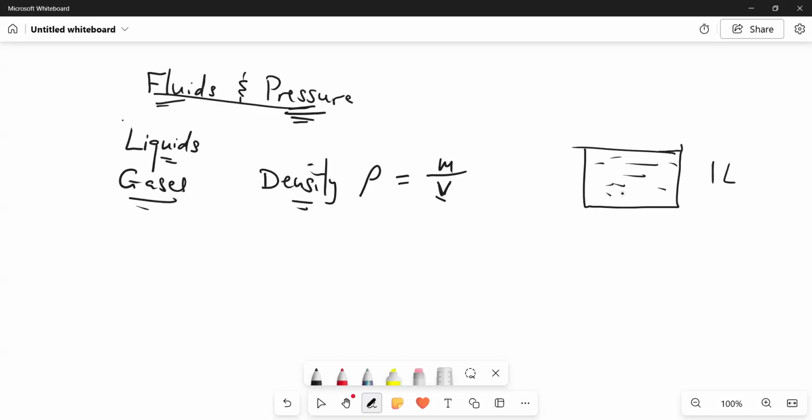If there's a particular substance in here, and that substance weighs 1 kg, but then there's another 1 liter container, exact same volume, and this substance inside is 2 kilograms. If this substance is 1 kilogram and this substance is 2 kilograms, same volume, which one is denser?